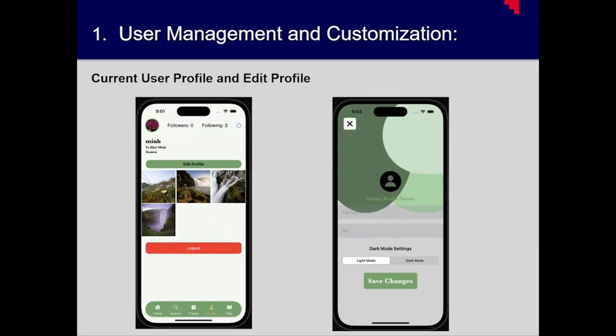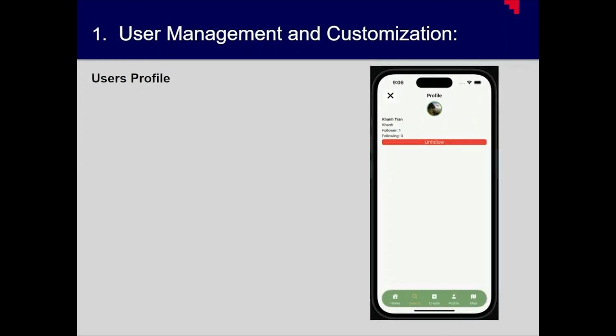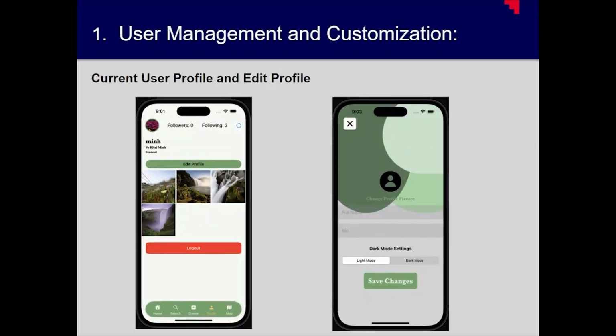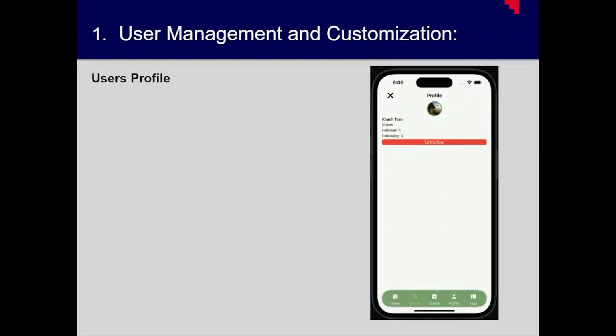In the current user profile, I have followers and following. This is the user profile. This is another user, who has the button follow or unfollow. When you follow or unfollow someone, the number of followers and following in your current profile will display exactly according to the user that you unfollow or follow.